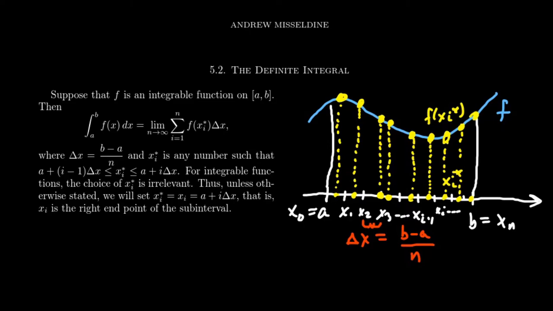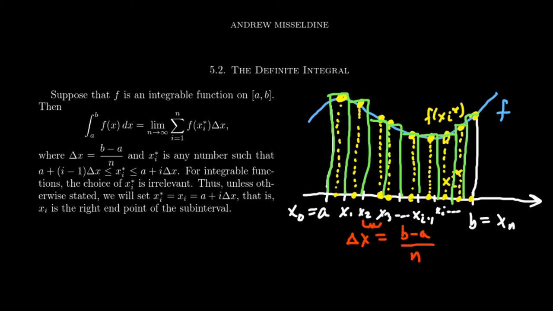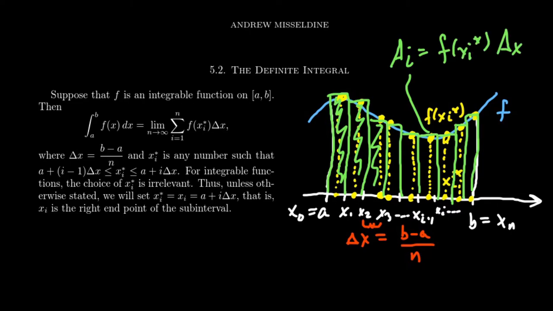Once we have these xi stars selected, we can compute f at xi star, and we're going to create rectangles whose thickness is delta x and whose height is given by f of xi star. For the first rectangle, something like this. For the next one, we get this one, and so on, and then one more. We'll get something like this. We have all these green rectangles, for which we can calculate the areas respectively. If you take an individual rectangle, the area of the ith rectangle would be f of xi star times delta x. That's the area of a single rectangle.